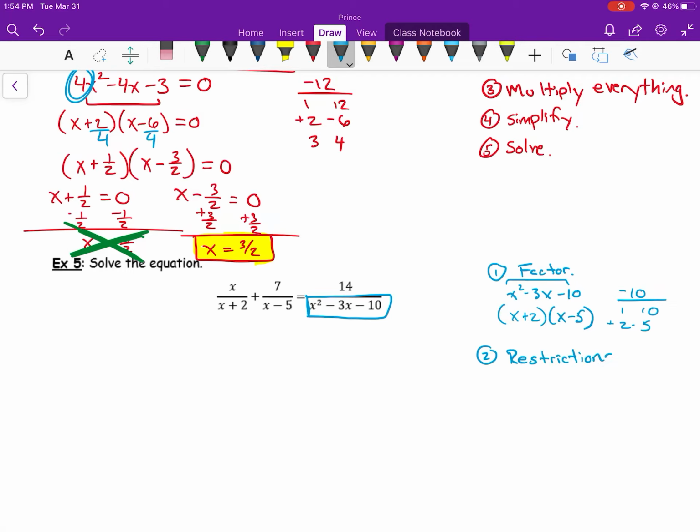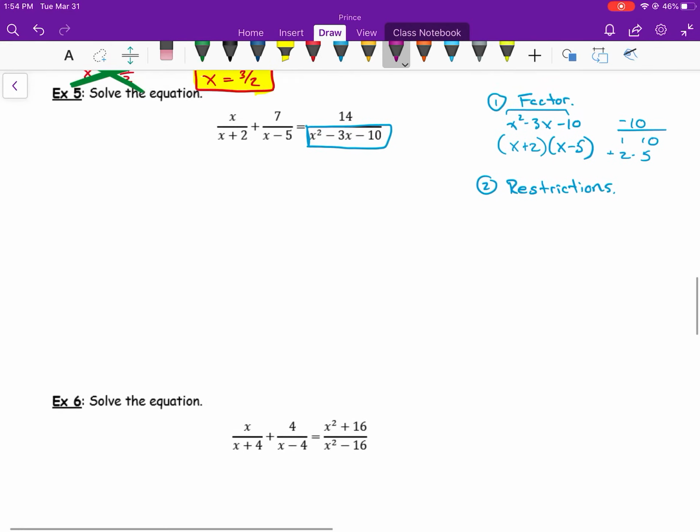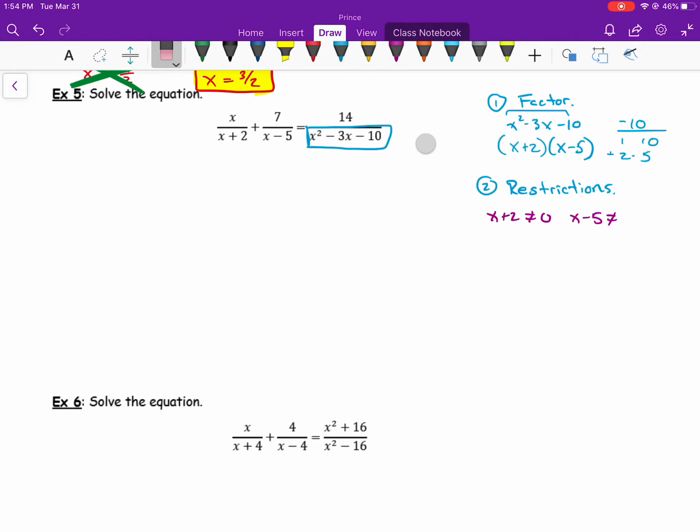Step 2 is my restrictions. I'll just work on these left to right. Okay, I have x plus 2 can't equal 0. X minus 5 can't equal 0. And this right here factored is already x plus 2, x minus 2, so I don't need to worry about that. So subtract 2, so x can't equal negative 2. Add 5, x can't equal 5. So restrictions are negative 2 and 5.